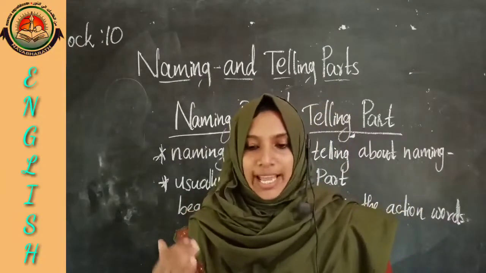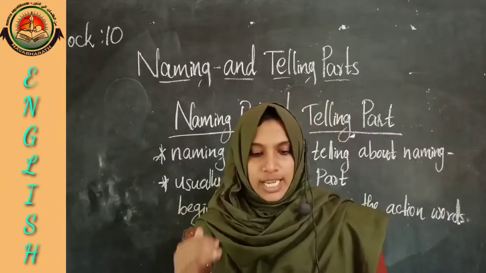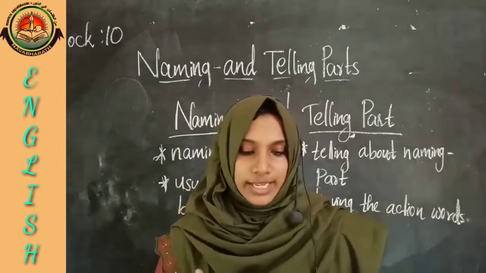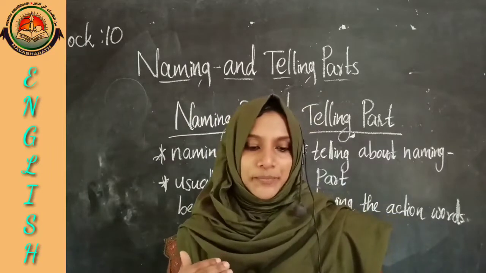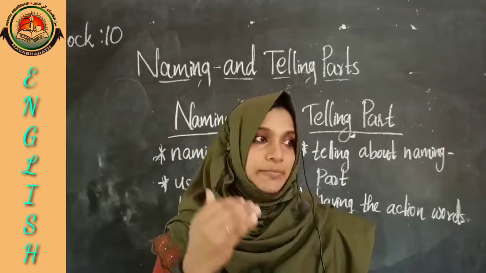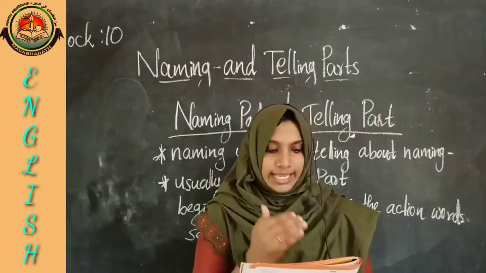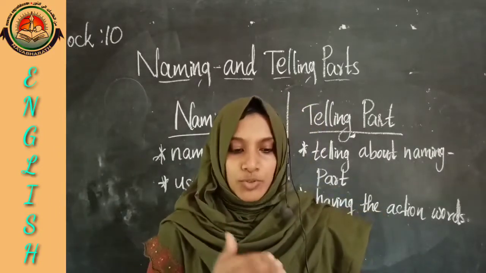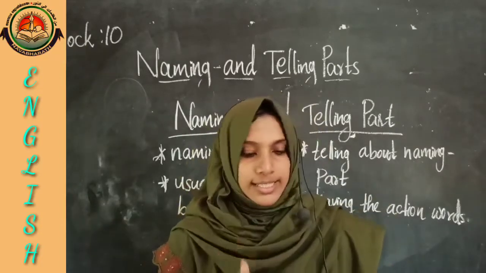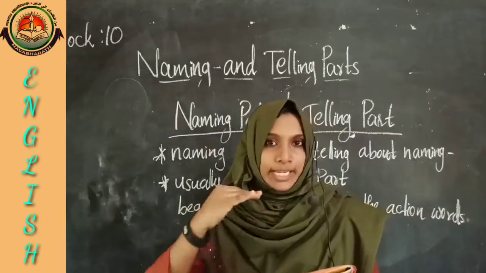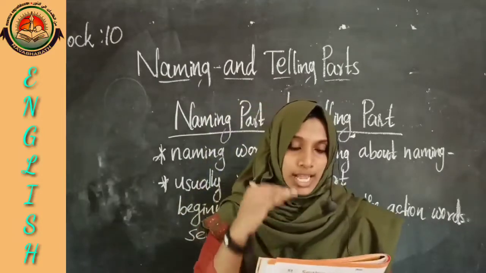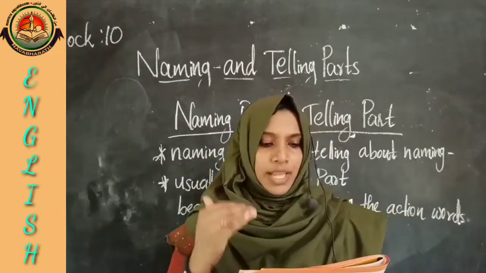S2, naming and telling parts. Question number 1, circle the naming parts and underline the telling parts in the sentences. What will you do here? Right, you will circle the naming parts and underline the telling parts in the given sentence. Like A, Sam is a boy. So Sam is a naming word. It is a naming part, so it is circled. Then is a boy, the remaining words, is telling about Sam. So it is underlined. Then B, Sam likes to draw.